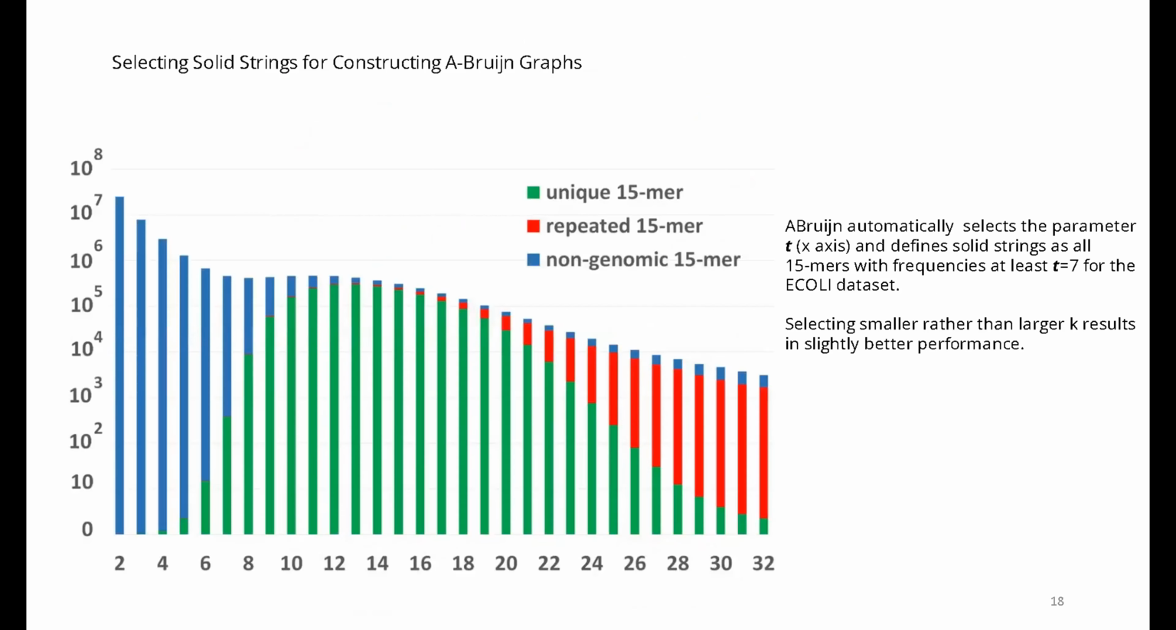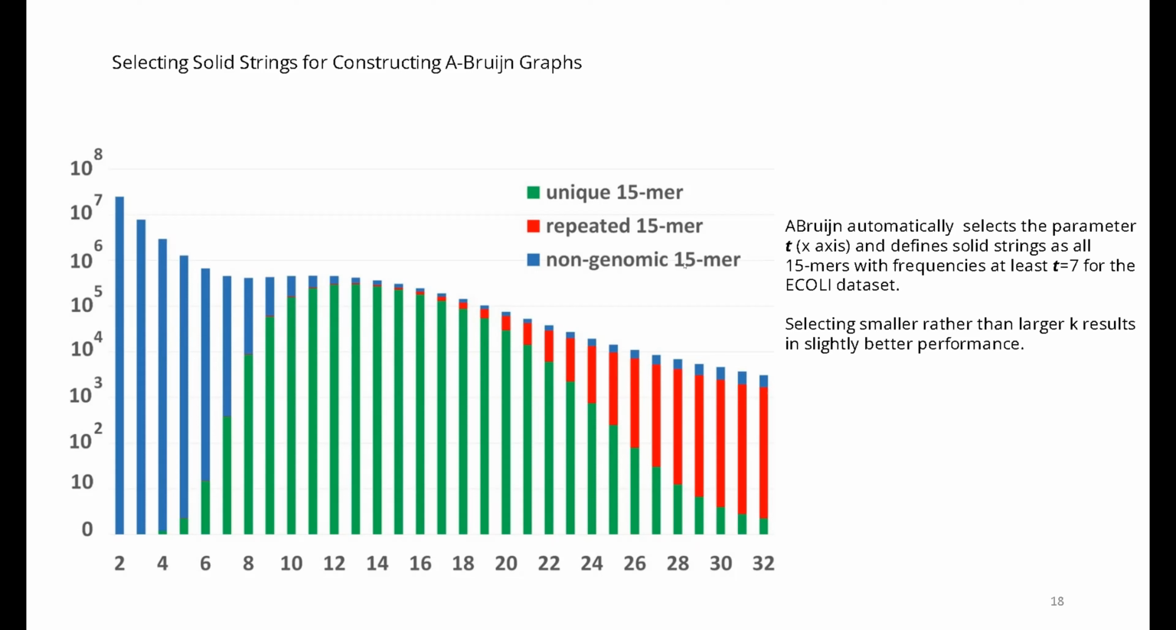But how do we select them? We cannot do it randomly. So we should define the number of repetitions: a k-mer is unique if it occurs in the genome only once, repeated if it occurs multiple times, and non-genomic k-mers are just probably errors of the sequencing machine, which cannot be used, while genomic ones can be used for building the graph.